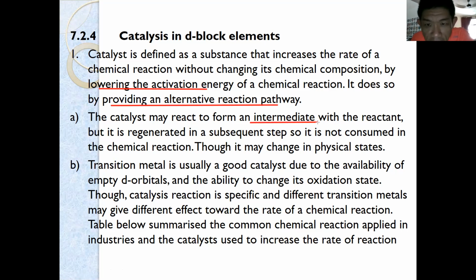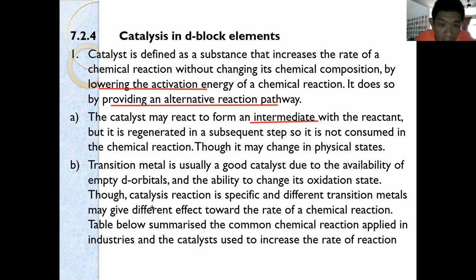So what is an intermediate? As I already explained during semester 1 last time, an intermediate is a species that appears during a chemical reaction but will not form as a product. Okay, so now in here, when a catalyst is applied, the catalyst may change its structure or form. Even physical properties may change. But at the end of the day, it will not form as a product.